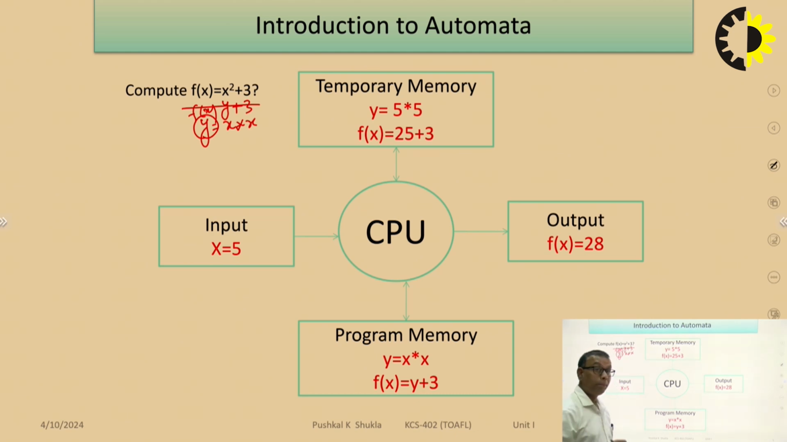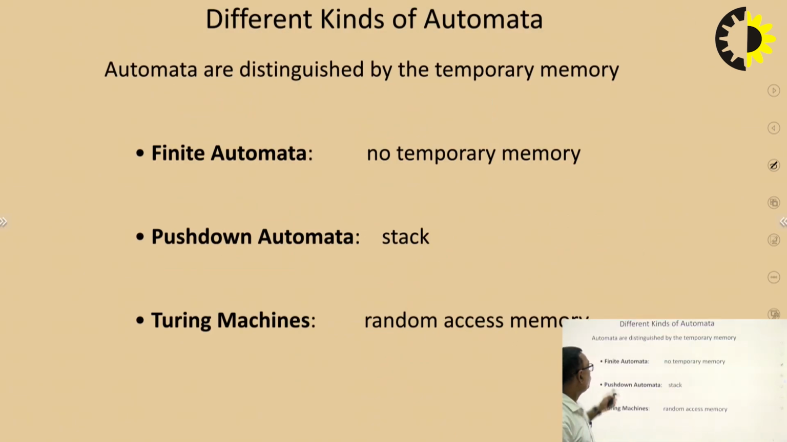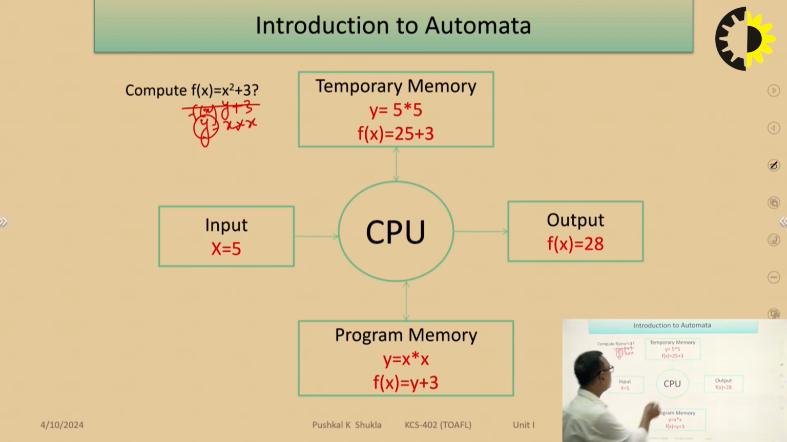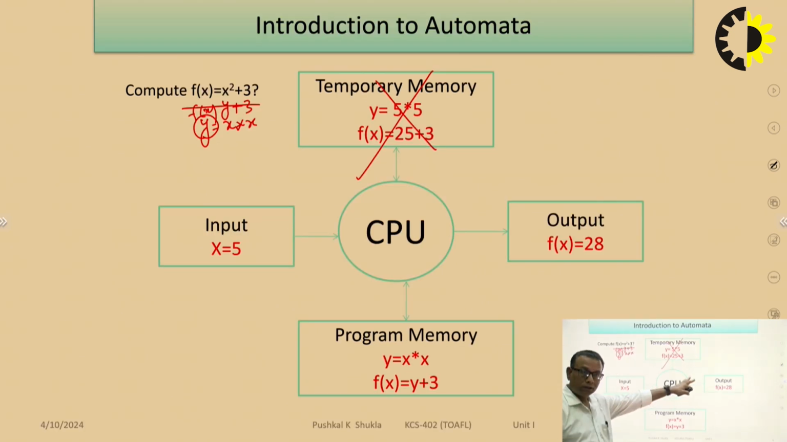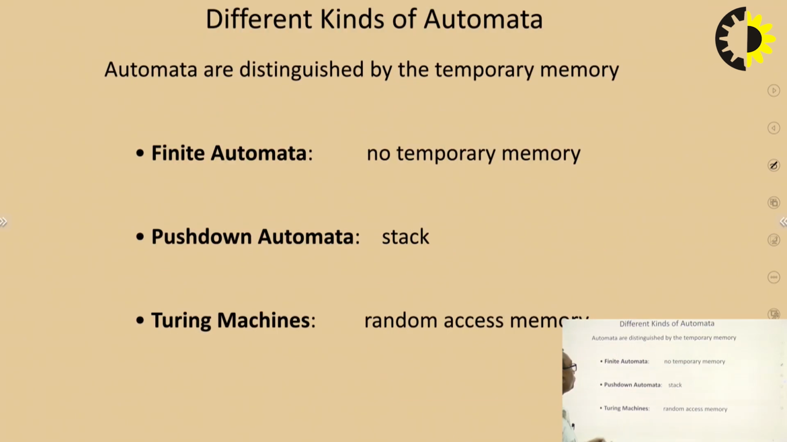Based on this temporary memory we are going to distinguish different kinds of automata. Finite automata is distinguished by the temporary memory. It means no temporary memory is there in the finite automata. Everything else is there: input, CPU, program memory, output, but the temporary memory will not be there in finite automata.